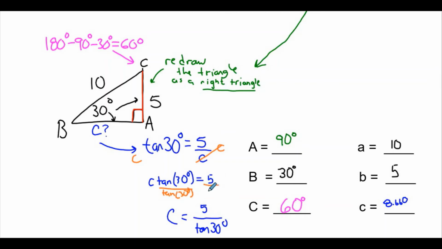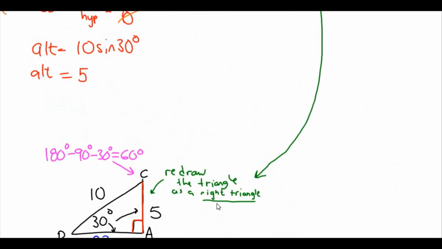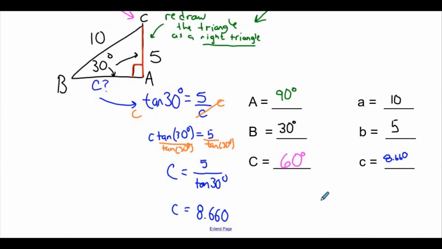And then you get the only answer you actually had to find using trig in this problem, which is 5 over tan 30, which if you type in the calculator is 8.660. Then double check to see if there's any units, which in this problem there were not. So we can leave it like that.